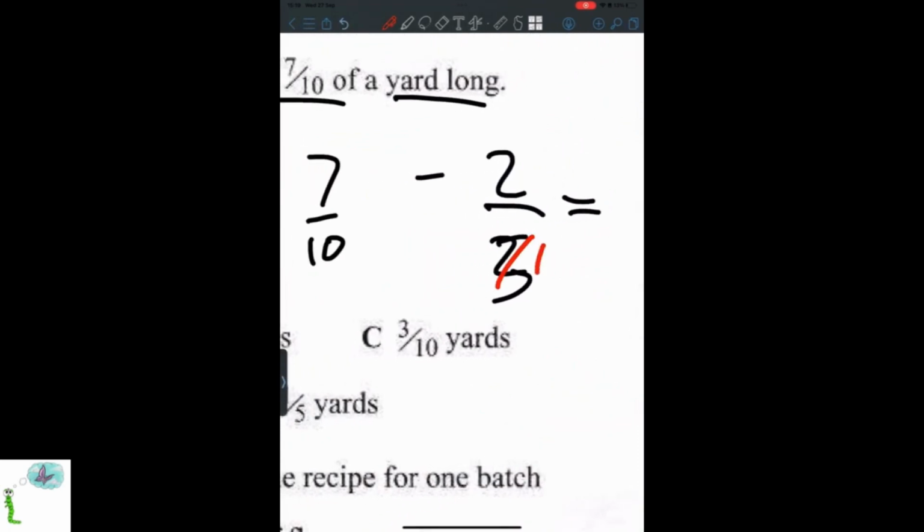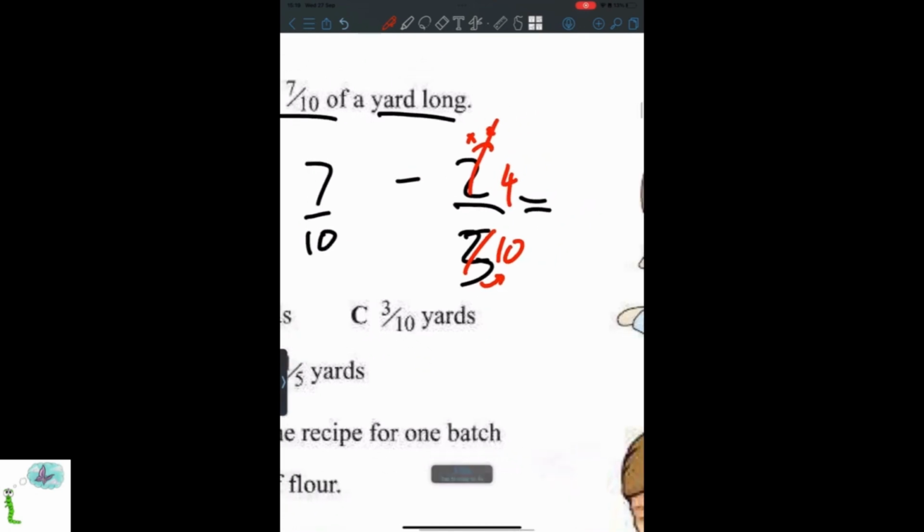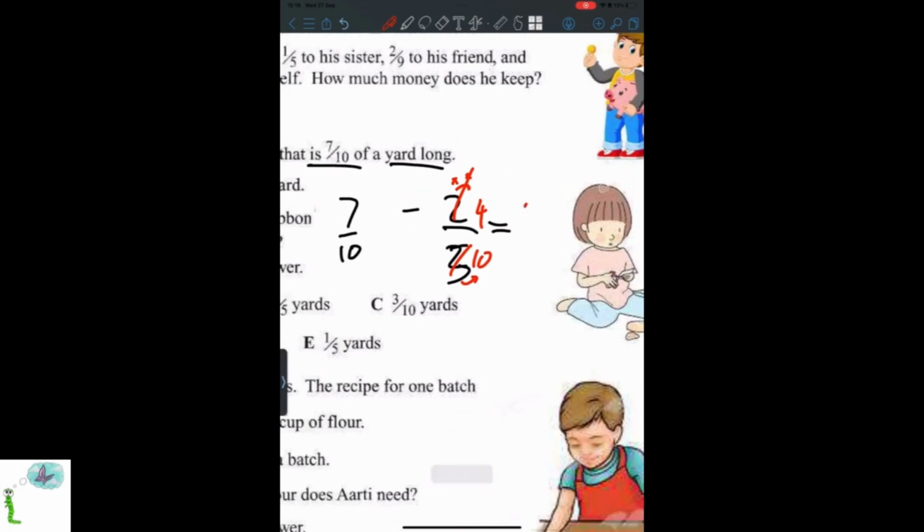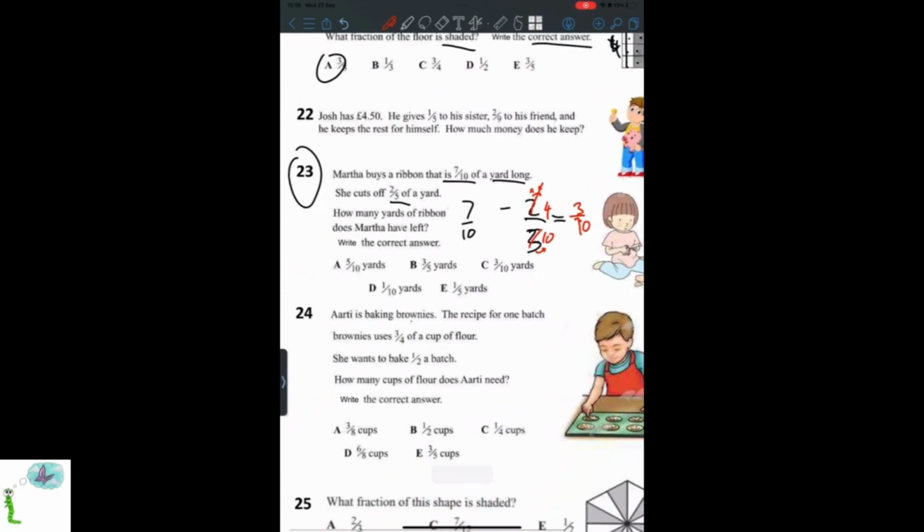So to change this to 10, we have to times it by 2. So we're going to times this by 2, and it's going to be 4. So now the new fractions we've got are 4 over 10 and 7 over 10. And if we subtract that, we get 3 over 10. And that's going to be our answer.